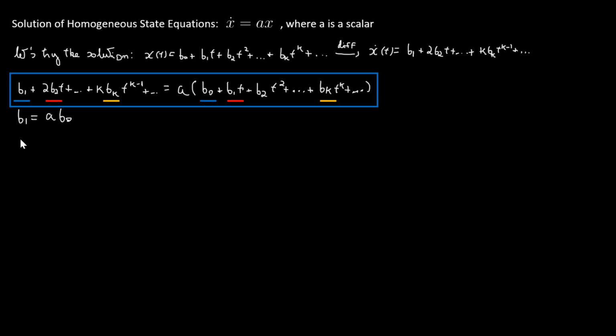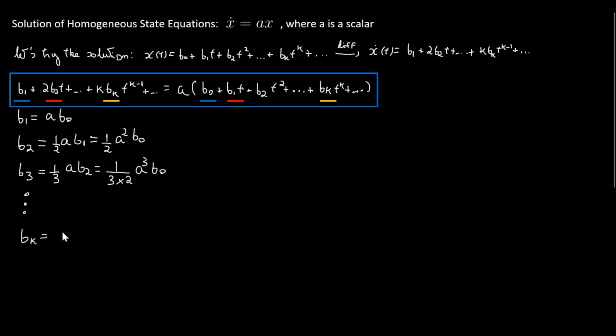Moving on to the variables that multiply t, we see that b2 is equal to 0.5 a b1. Then substituting the value found for b1, we obtain that b2 is equal to 0.5 a squared b0. Now, for the variables that multiply t squared, we see that b3 is equal to a b2 divided by 3. Then substituting the value found for b2, we obtain that b3 is equal to a power of 3 b0 divided by 2 times 3. If we repeat this process until bk, we obtain that bk is equal to a power of k b0 divided by k factorial.